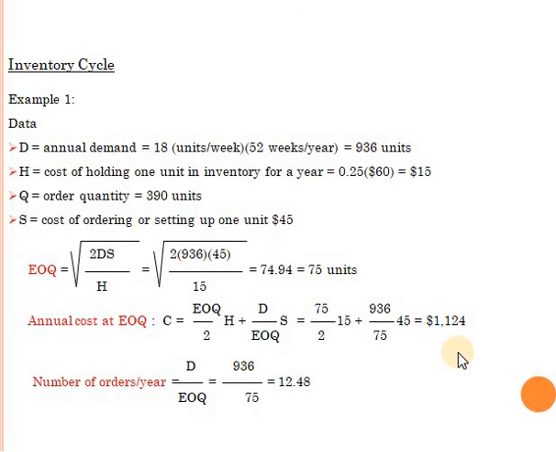But this means that I'm gonna do more frequent number of orders. How do I know what is the number of orders? It's gonna be D over Q, but here I'm gonna use not the original Q, I'm gonna use EOQ. So you will see 936 over 75 is 12.48. So as if I'm gonna do 12.5 times or 12 orders per year.